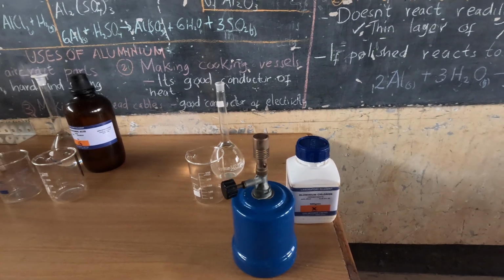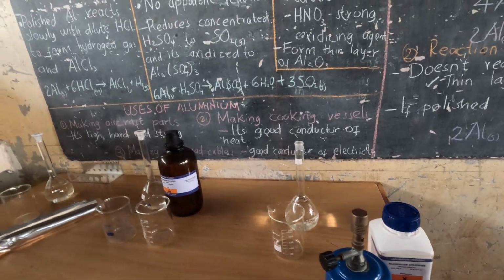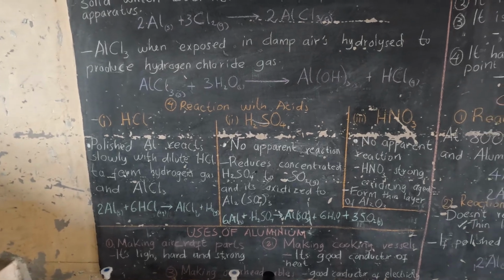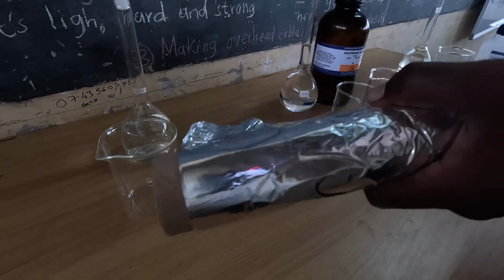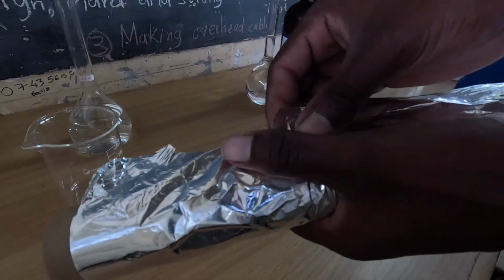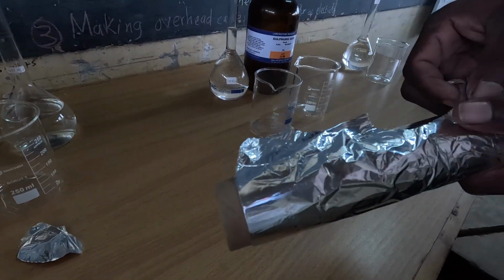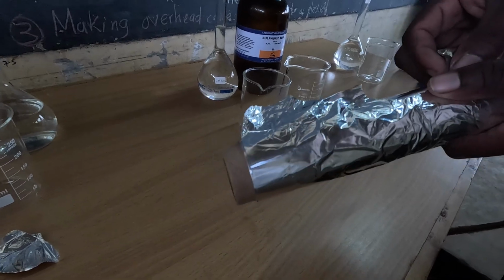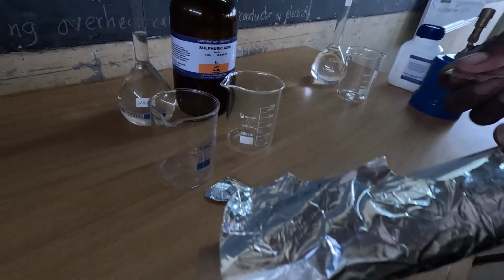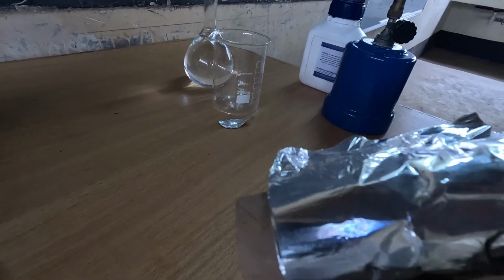I have a portable burner and some aluminium chloride, so that we can see some of the properties of this aluminium now that we have discussed them above. We are going to use this aluminium foil to do some of the chemical properties of aluminium. So I'm going to cut some of it for the test by reacting it with HCl. Remember, we are going to do the reaction with acids. Here I'm going to react it with dilute sulfuric(VI) acid, with concentrated sulfuric(VI) acid, with nitric(V) acid.